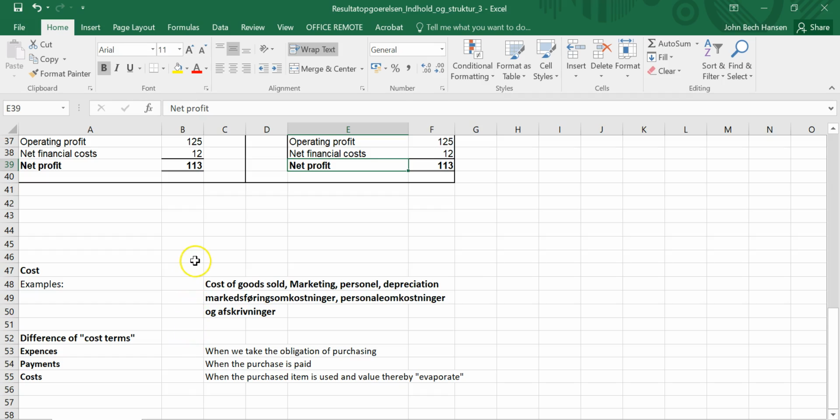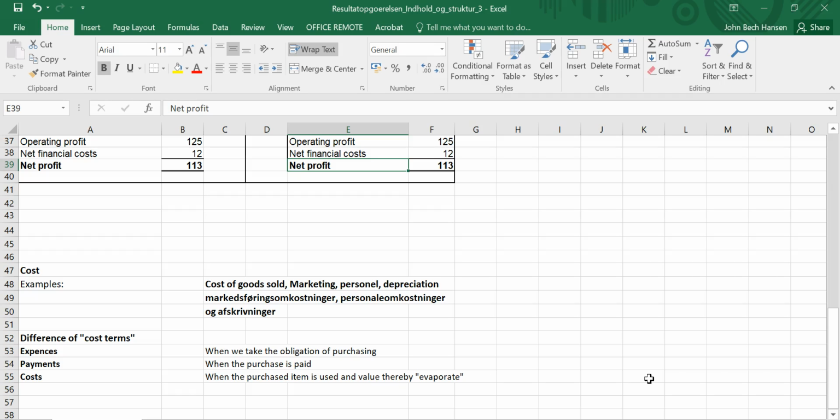And costs, when we talk about financial reports, are when the purchased item is used and the value thereby evaporates. An example of this is, if I pay salary to the employees in the company, I actually purchase labor, and when I have paid it at the end of the month, it's used, and I cannot sell it again. I don't have a value of labor, so it's gone, it's used.